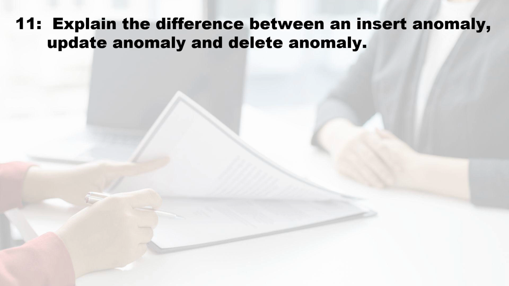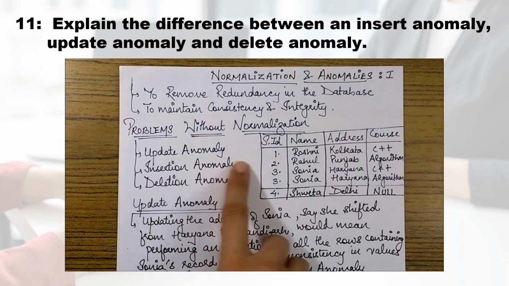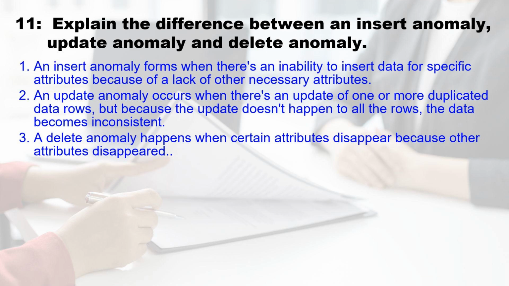Number 11. Explain the difference between an insert anomaly, update anomaly, and delete anomaly. An insert anomaly forms when there's an inability to insert data for specific attributes because of a lack of other necessary attributes. An update anomaly occurs when there's an update of one or more duplicated data rows. But because the update doesn't happen to all the rows, the data becomes inconsistent. A delete anomaly happens when certain attributes disappear because other attributes disappeared.